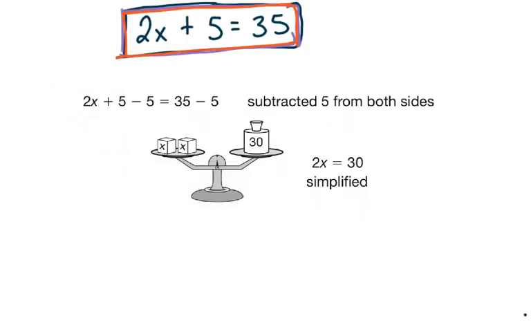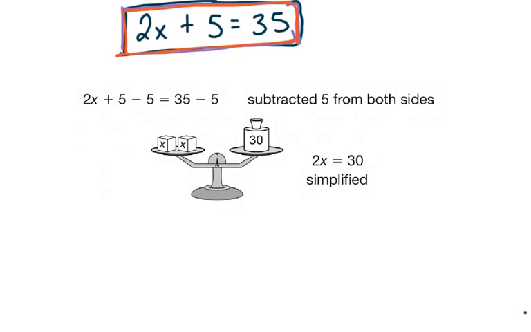And to balance that problem, we're going to take the 5 that was right here, and we're going to subtract it from both sides. So we did 2x plus 5 minus 5 right here, and then we also subtracted 5 on this side. So we end up on each side, we have 2x on this side and 30 on this side. So 2x equals 30. But that's only the first step.